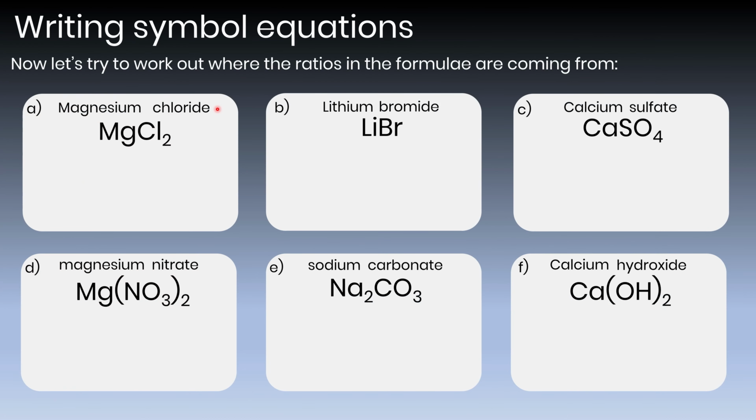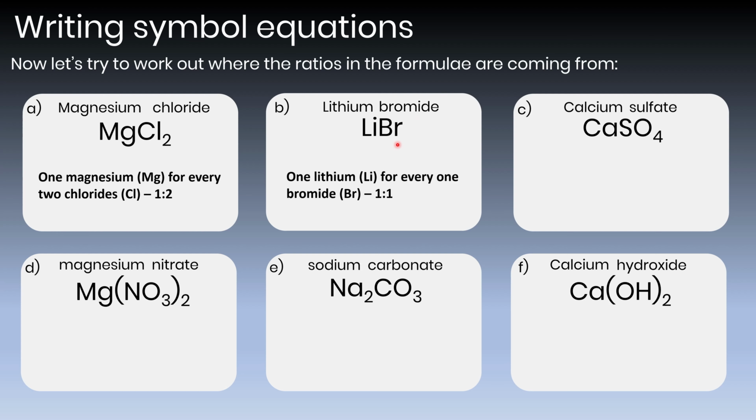Now, let's have a look at the ratios within these formulae. In magnesium chloride, you've got 1 magnesium for every 2 chlorides. In lithium bromide, you've got 1 lithium for every 1 bromide. In calcium sulfate, you've got 1 calcium for every 1 sulfate. SO4 being a whole sulfate group, so you've only actually got 1 of them there.